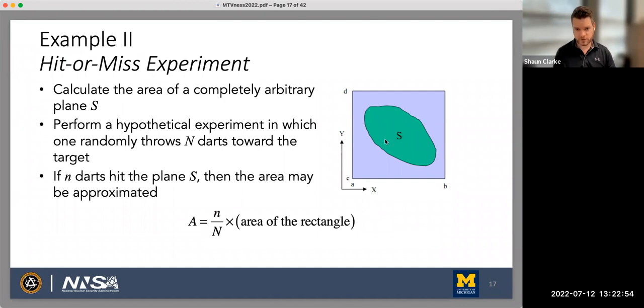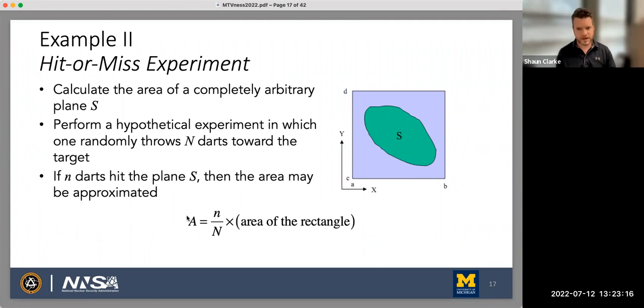the area of the green region is just that ratio, the darts that land in the green over the total number of tosses, sorry, times the area of the known rectangle, the purple area. So it's the fraction of darts that hit the green times the total area that would give you the area of S. Okay, so we can do this mechanically.